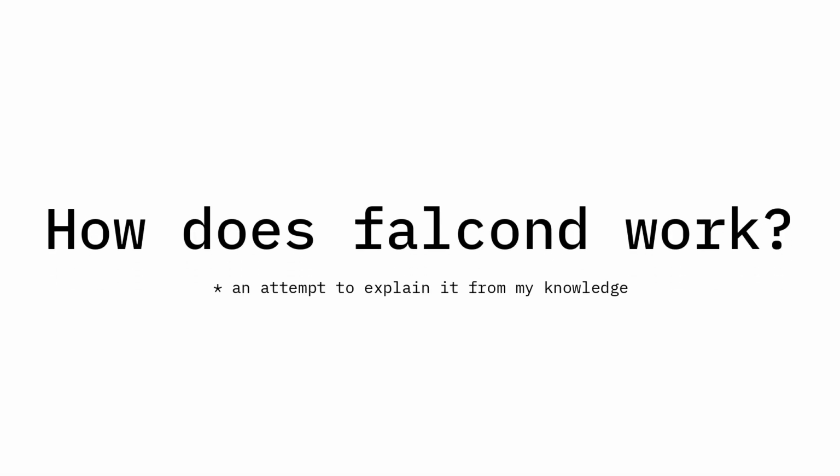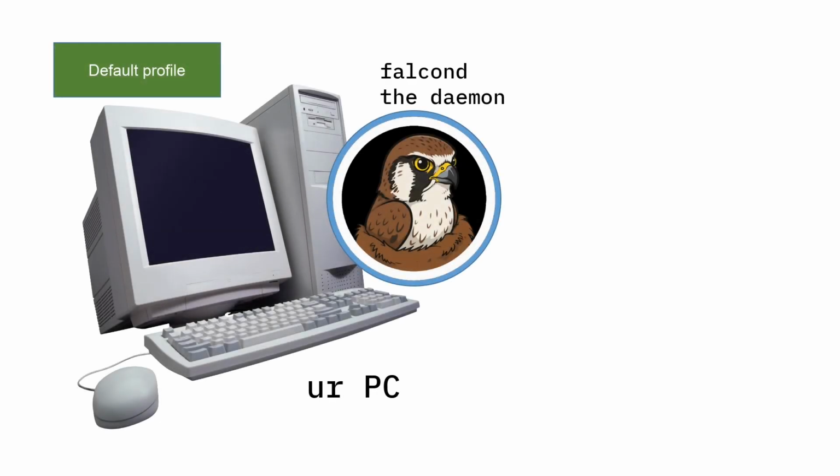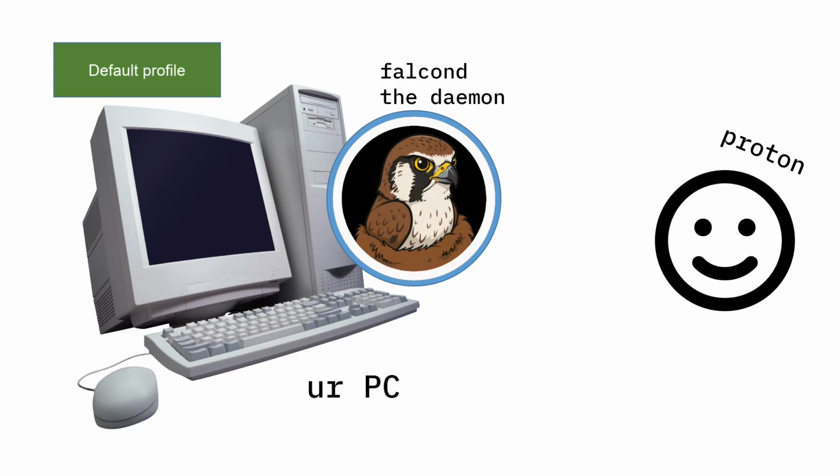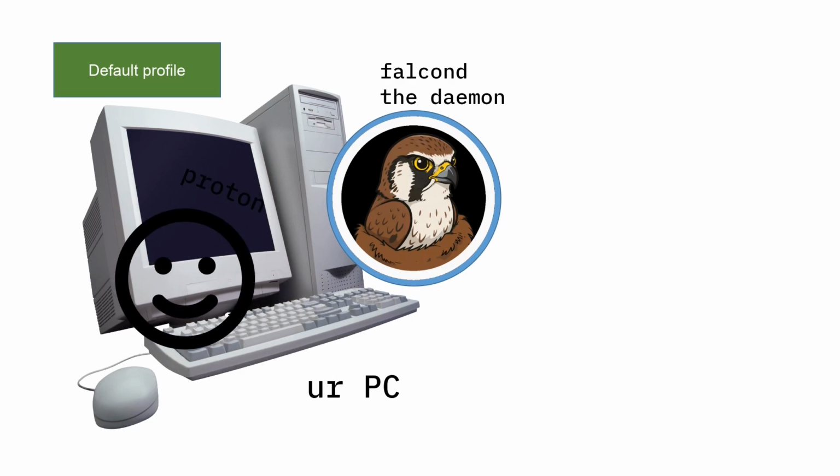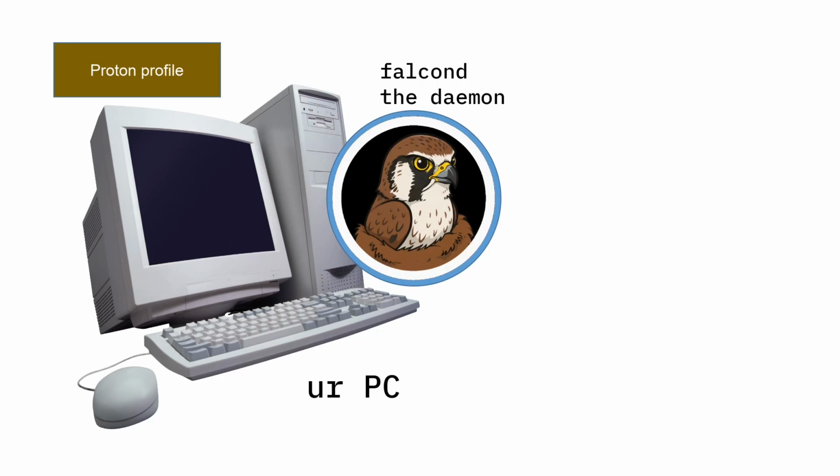Now I'm gonna try to explain how falcond works. So imagine this is your PC. You have the falcond daemon running. And then, for instance, you are gonna run an application on Proton. When you do that, the daemon will check the database, and if it finds Proton, it will change the default profile here into Proton, and it will stay like that until you quit the Proton apps.